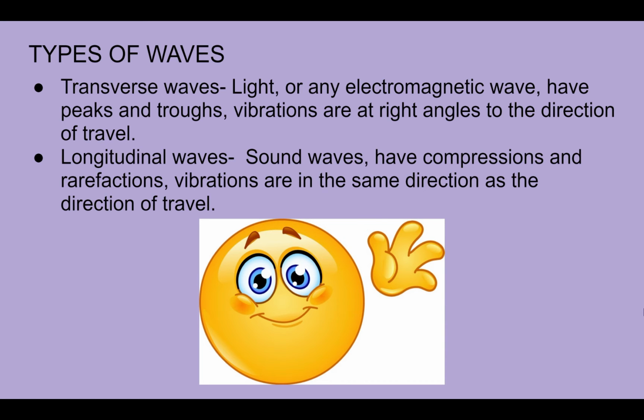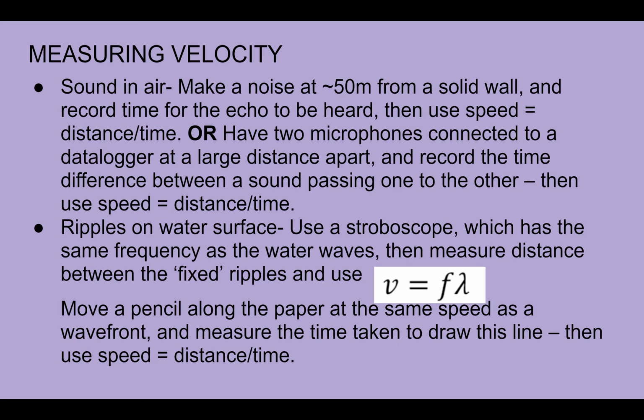So the types of waves: there are transverse waves, like light or any electromagnetic wave, having peaks and troughs. Vibrations are at right angles to the direction of travel. Longitudinal waves, like sound waves, have compressions and rarefactions. Vibrations are in the same direction as the direction of travel.